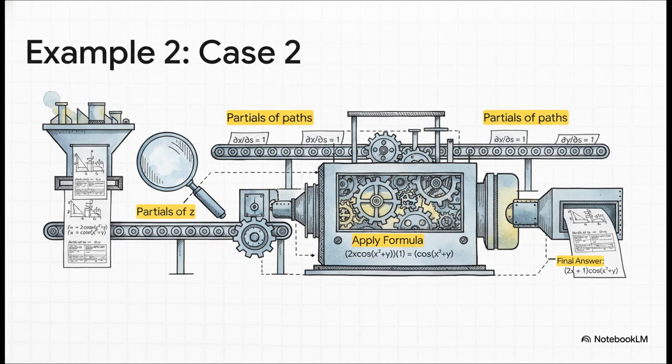Okay, let's fire up a case 2 example. This time, we only need to find the partial derivative of z with respect to s. The process is the same. First, find the partials of z with respect to x and y. Then, we find the partials of our paths x and y, but, and this is key, only with respect to s. We plug those pieces into our formula for ∂z/∂s, combine the terms, and there's our final answer. Just remember, you're only following the trails that start from the variable you care about.